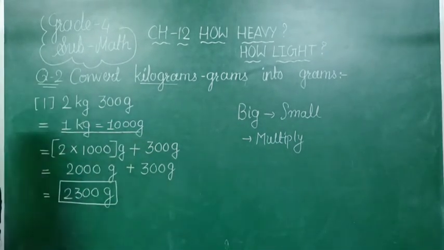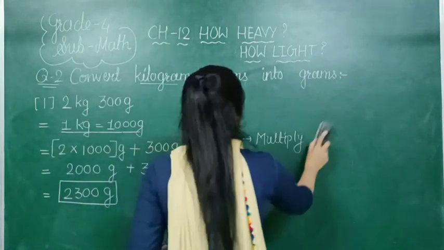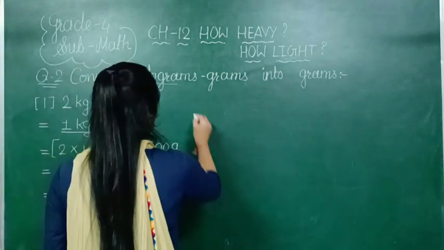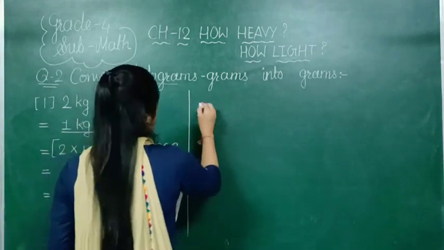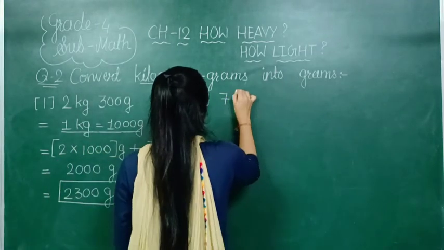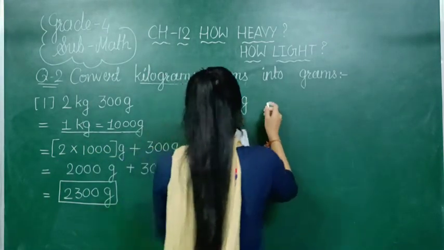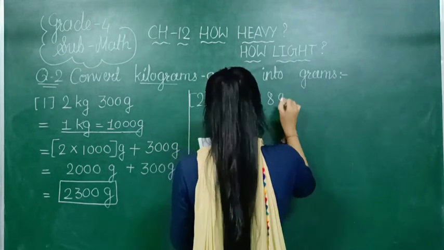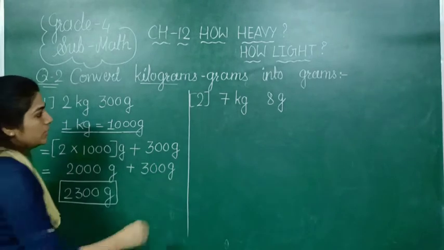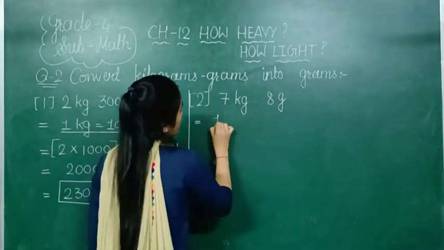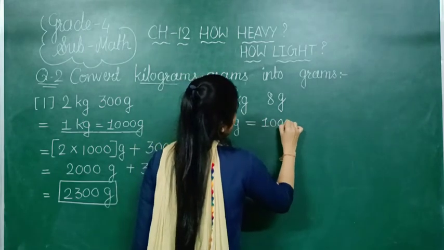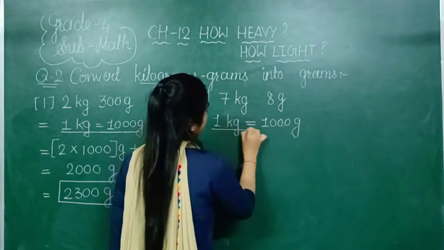Now second number. Your second number sum is 7 kg and 8 gram. 7 kg and 8 gram. Same steps we are following. First we are writing the formula. 1 kilogram is equals to 1000 gram.